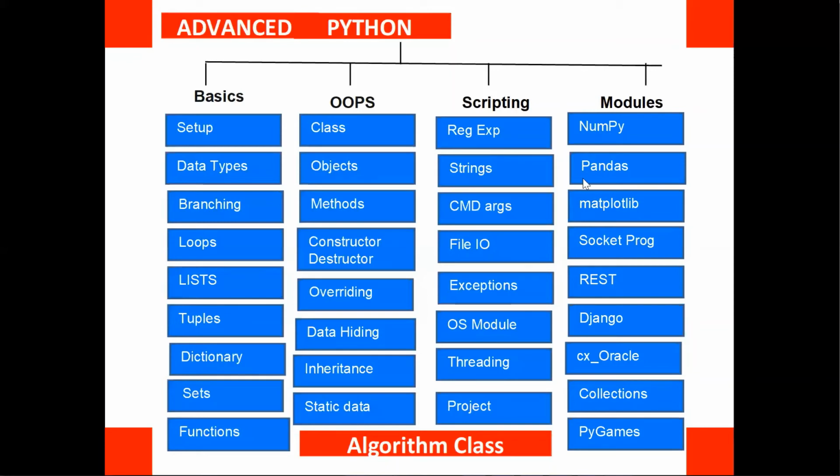Then pandas. This would be very useful. It has many data structures which are useful in data science, like series and data frames, and it shows how to read data from an Excel sheet and how to operate on the data. And for visualization, we have matplotlib, using which we can draw graphs like pie charts, bar charts, and normal graphs.